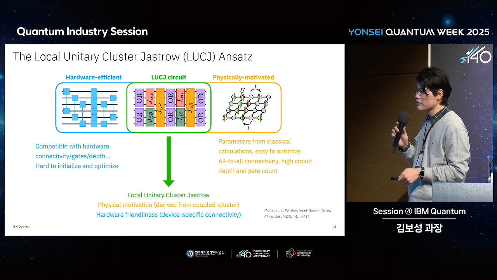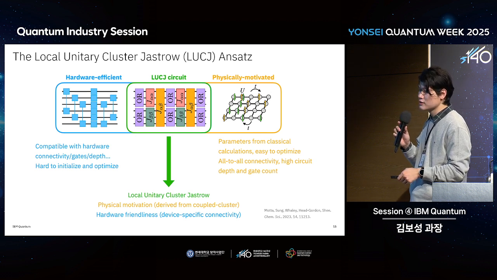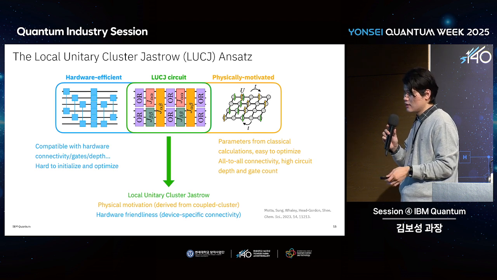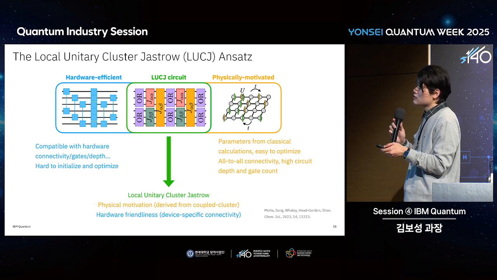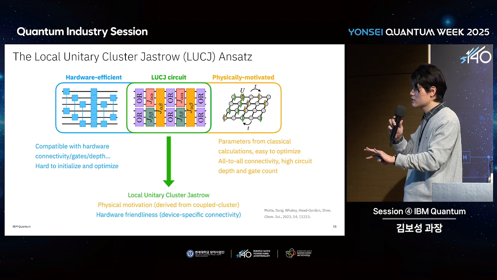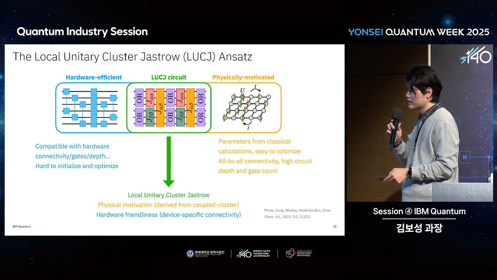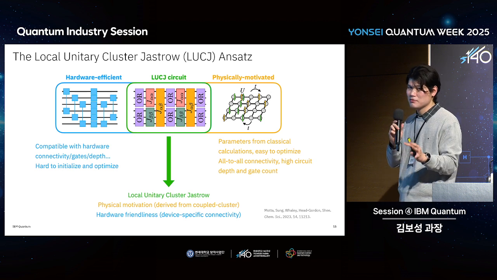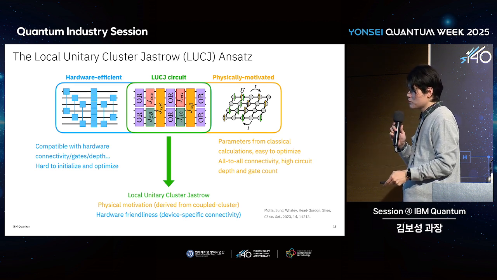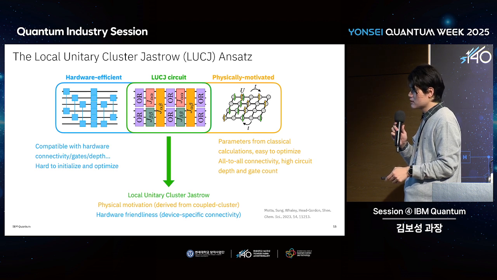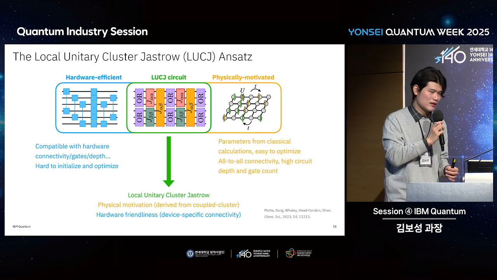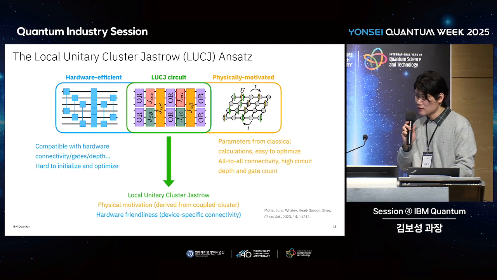So now we have some physical motivation derived from coupled cluster, things you have heard a lot about, like UCCSD or CCSD in the chemistry area. But this LUCJ circuit is not deploying the full UCCSD circuit in our quantum circuit; we're making it more hardware friendly. Because IBM computers have a heavy hexagonal lattice, this LUCJ circuit makes use of the device-specific connectivity, still obtaining very nice results and minimizing the effect of noise.